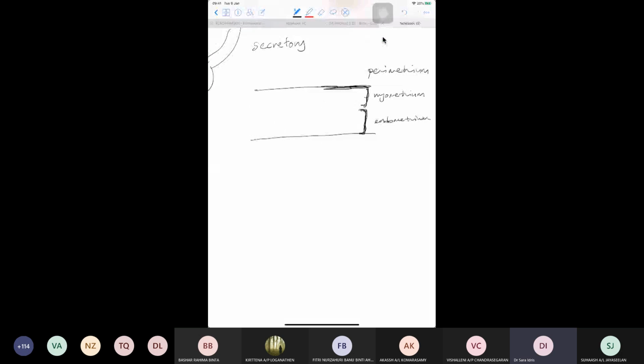Now, talking about the endometrium, it will also have three layers. So you have the outer part, the one near the myometrial layer, and then you have the second layer, and then you have a third layer. All of these layers also have a name. The layer that is nearest to the myometrium is called the basal layer. And then you have the spongy layer.